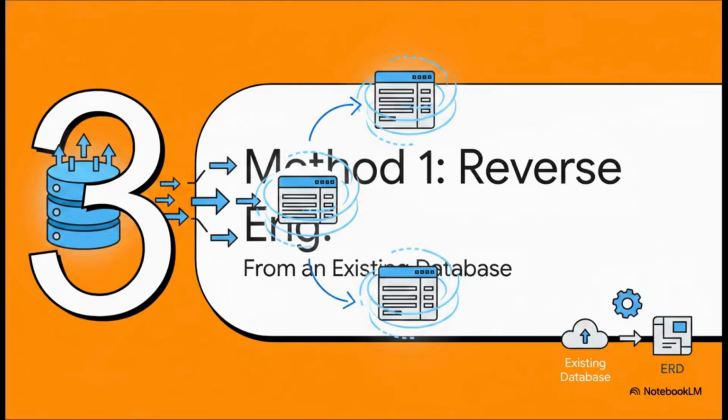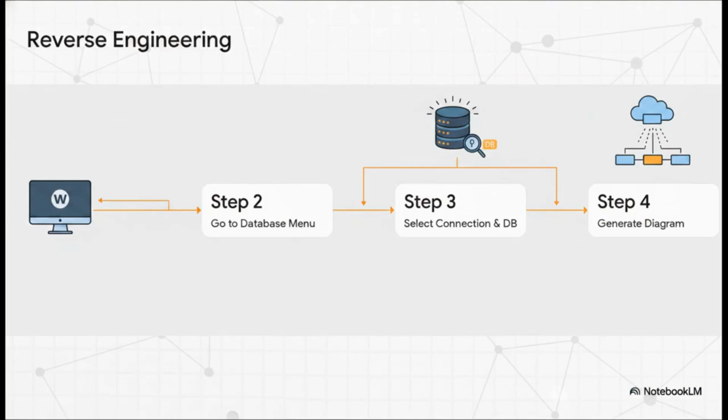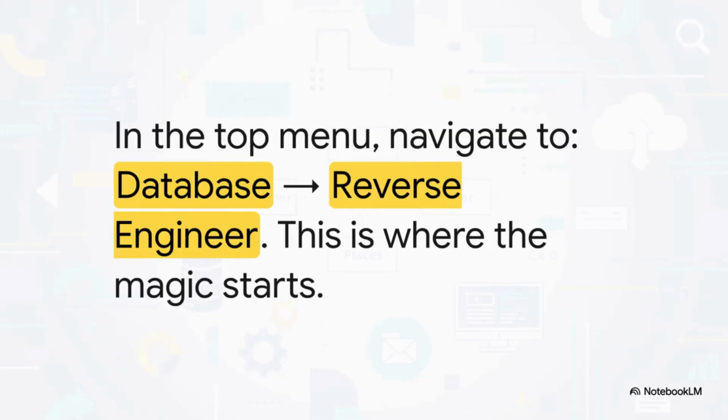All right, that's enough theory. Let's actually jump into MySQL Workbench and get our hands dirty. We're going to start with the fastest method, which is absolutely perfect if you already have a database built. It's called reverse engineering. The process here is super straightforward. We'll just open up Workbench, point it to our existing database, and let it automatically generate the whole diagram for us. Let's see how it works. So, inside Workbench, your very first step is to go up to the Database menu at the top, and then you'll select Reverse Engineer. This is where all the magic starts.